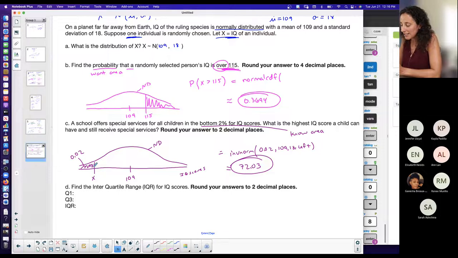Because this would be the highest IQ score that you can have to receive these special services, because it's still technically in the bottom 2%, but it's the higher end of that. Does that make sense? So don't let the bottom versus highest mess you up or confuse you.